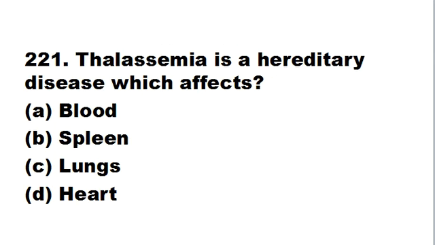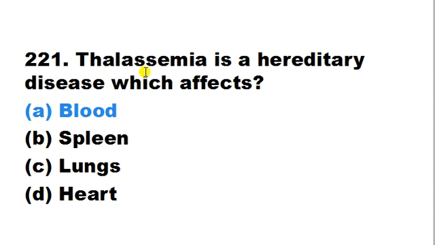Thalassemia is a hereditary disease which affects blood, spleen, lung, heart. Thalassemia is a genetic or hereditary disorder in which there is less hemoglobin as well as a fewer amount of red blood corpuscles. So this basically affects your blood. So in thalassemia, the amount of hemoglobin becomes very low, and there is less production of RBC also. So this will lead to anemia. So it's related with the blood.